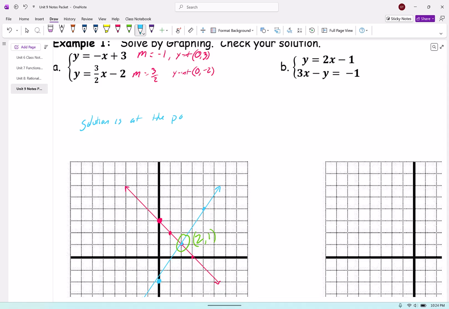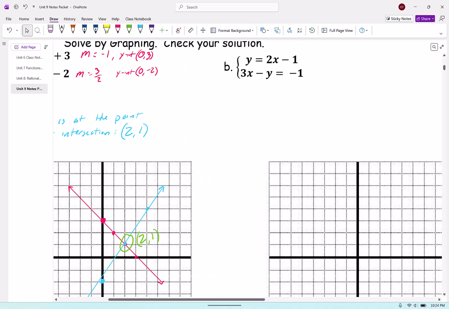So my solution is at the point of intersection, (2, 1). That's my solution.